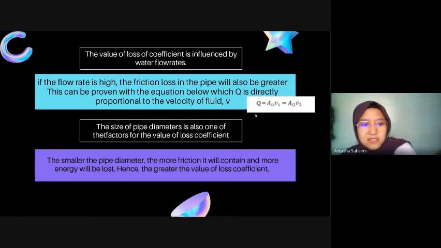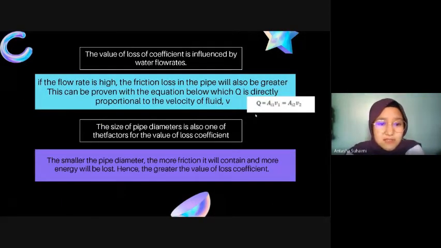Okay, next. The first one is the value of loss coefficient is influenced by water flow rates. This is because if the flow rate is high, the friction loss in the pipe will also be greater. This can be proven with the equation below, in which Q is directly proportional to the velocity of fluid, Q equals A1V1.